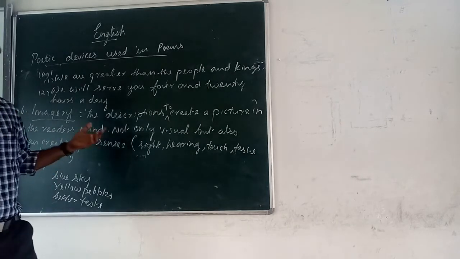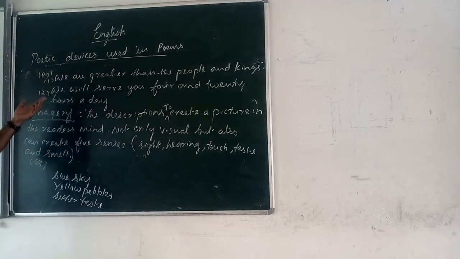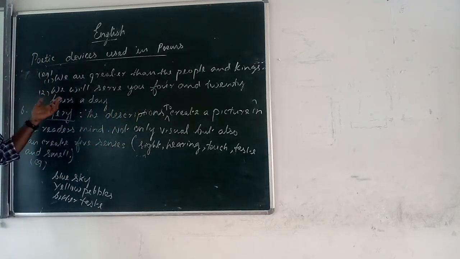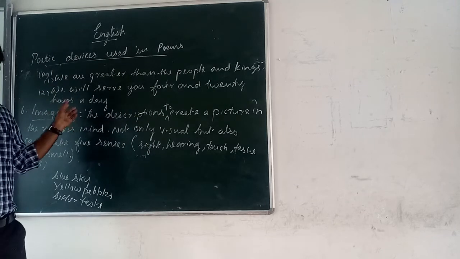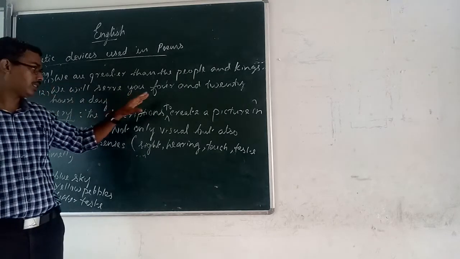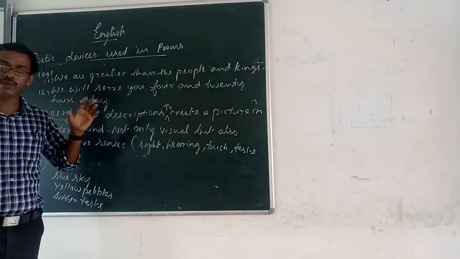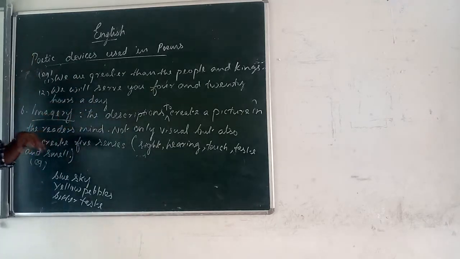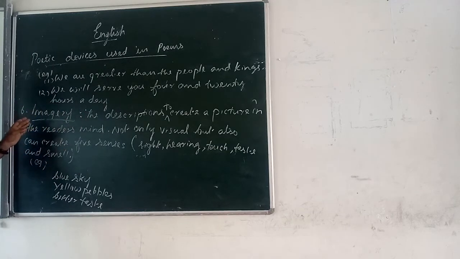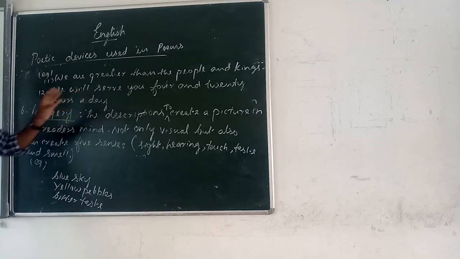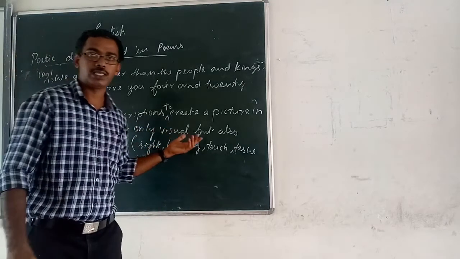Let us recall once again from the beginning. What do you mean by simile? Simile means it's a comparison between two different things which have some common similarity. In another term, it is a comparison made using as or like. When you come to metaphor, it is a comparison made without using as or like.